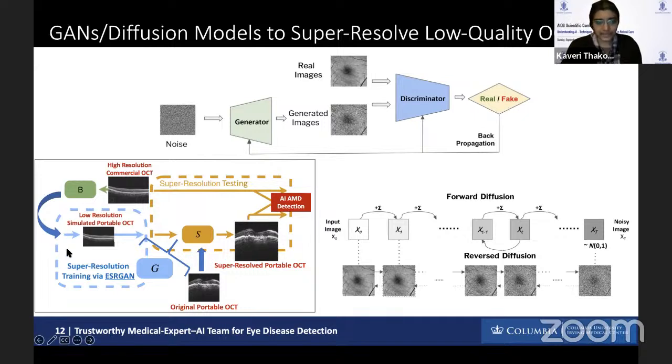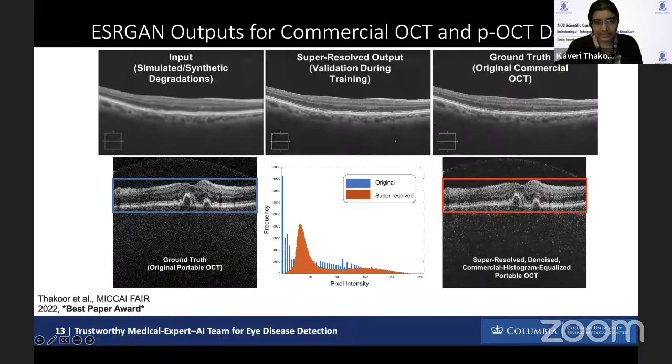We trained an enhanced super resolution GAN to learn the mapping between simulated low-cost OCT, using the point spread function of the portable OCT from our collaborators, and training a generator to transform that into the high resolution commercial OCT, which we did have at Columbia. And then with this generator, during test time, we were able to super resolve portable OCT images, and note that they were never used during training. So these portable OCT images were used at test time for super resolution, so we could super resolve them and then apply downstream AI models to actually detect disease.